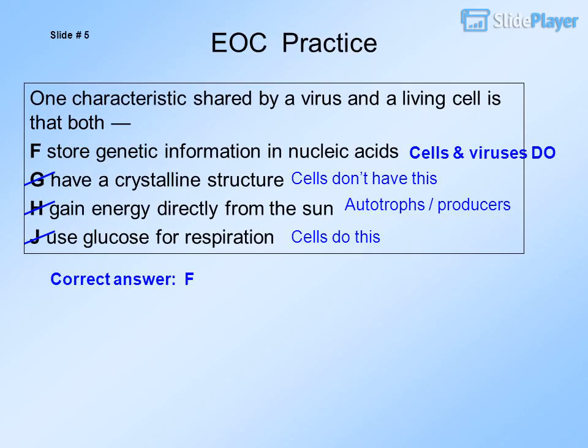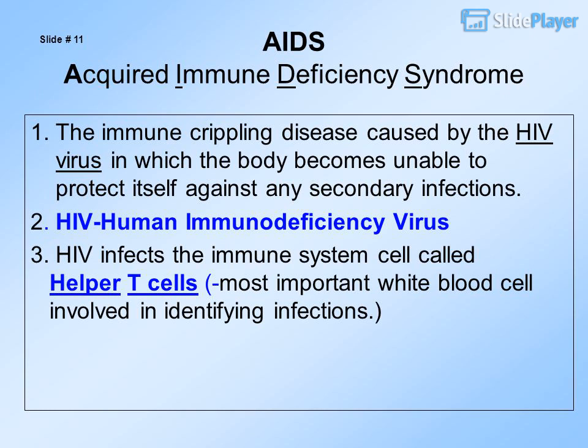Slide number 5. EOG practice. One characteristic shared by a virus and a living cell is that both: F, store genetic information in nucleic acids; G, have a crystalline structure; H, gain energy directly from the sun; J, use glucose for respiration. Cells and viruses do. Cells don't have this. Autotrophs, producers. Cells do this. Correct answer, F.